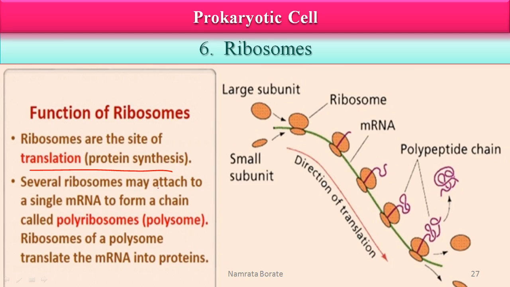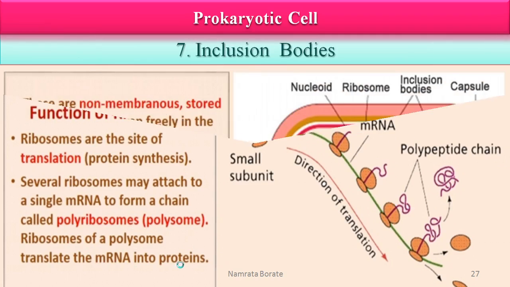Several ribosomes may attach to a single mRNA. So there is a single mRNA, and several ribosomes are attached to it to complete the process of protein synthesis. When several ribosomes are attached to a single mRNA, this is called the polyribosome condition. The ribosomes of the polysomes translate the mRNA into protein.